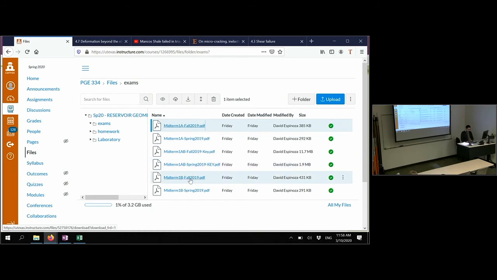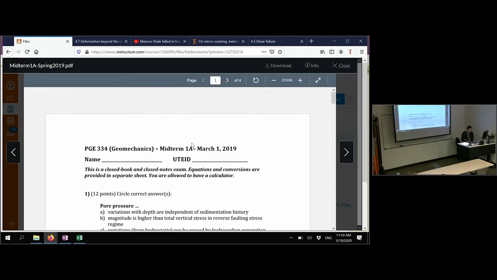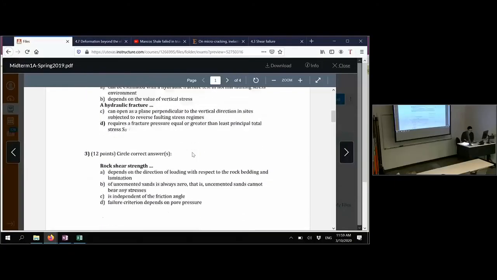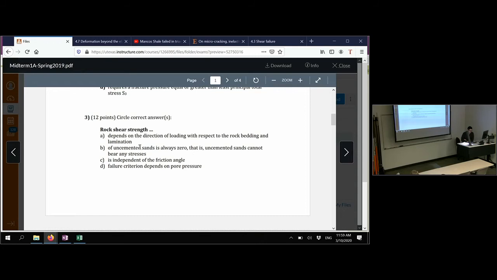Spring 1A. Ooh, this one? Number 3, this is about the multiple choice for number 3. Okay. Can you explain how to eliminate or select those answers?